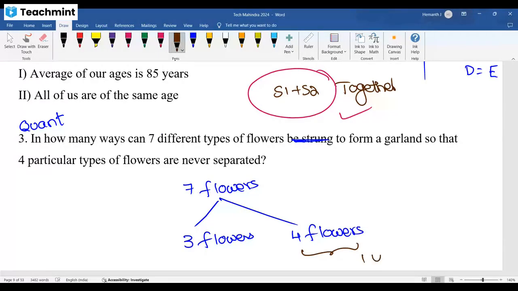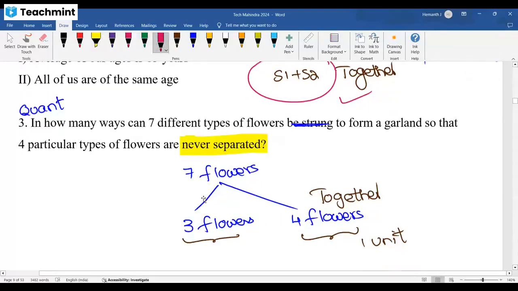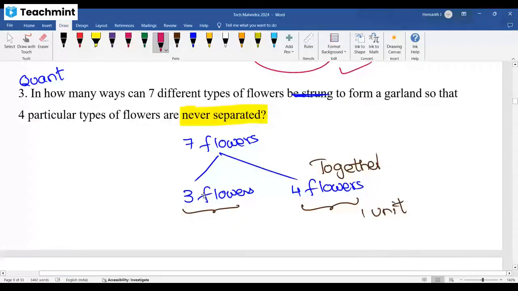This is three units. They said together, they are never separated, which means they are together. We can consider them as one unit. You can see, four friends always go together, wherever they go, to break, to a movie, or to college. Everywhere they go together, so they are like one unit, one batch. Here you have three units.